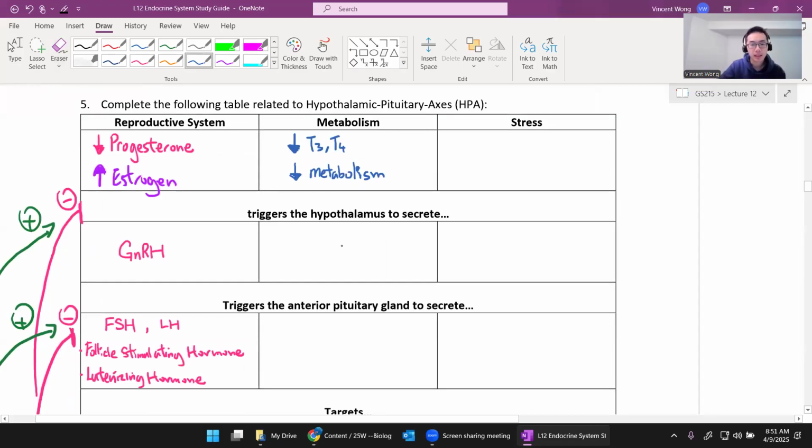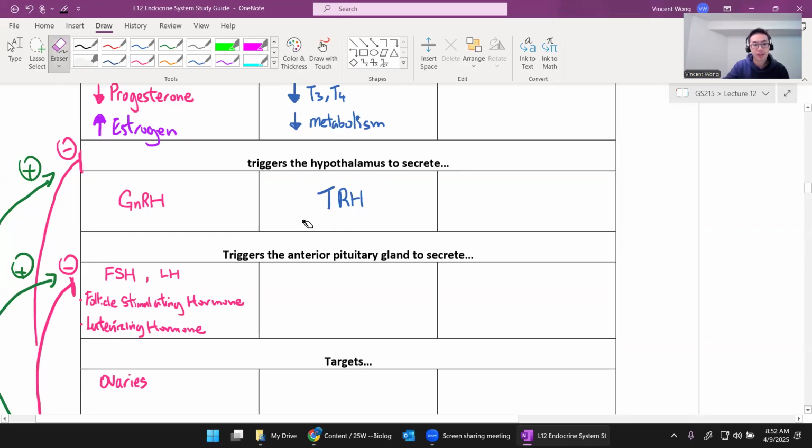And then we're going to have another releasing hormone. And you should be thinking to yourself, which releasing hormone is it? There are three. There's GnRH, there is TRH, there's CRH. So this one is for metabolism. Everything in the metabolism pathway starts with a T. Okay, T3, T4, TRH. So this is thyroid releasing hormone.